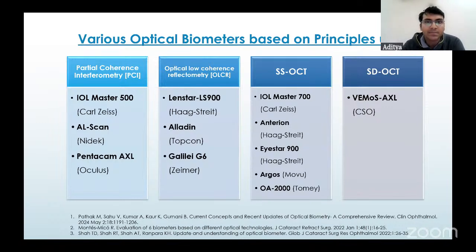Keeping it simple, as discussed, we have two vital parameters, axial length and keratometry. These are the technologies which give us the axial length. And various biometers also utilize this technology to give various other parameters like ACD, lens thickness, and others.